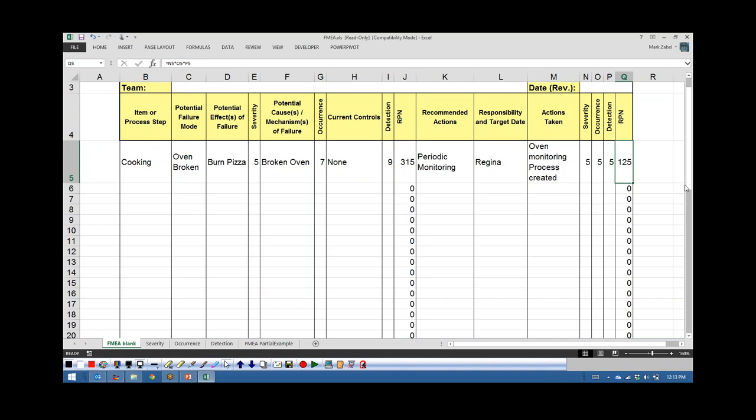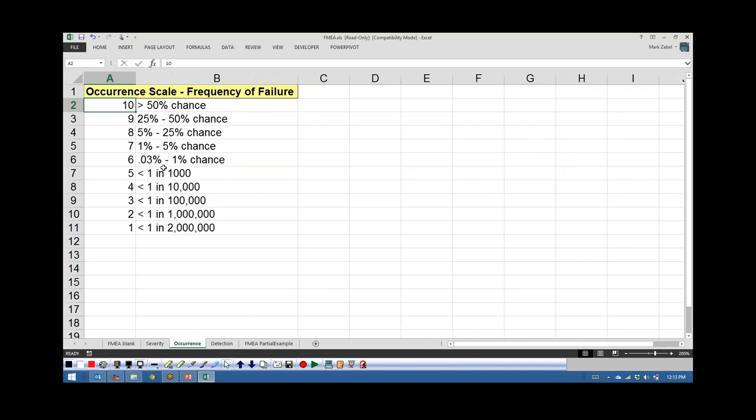If you had data, that would be even better, right? If you went out and actually measured, severity should stay the same. There's no reason it should change. Detection is kind of by definition, but we could measure occurrence, right? We could measure 100 pizzas and see where they came on the scale, and then fill in our number. So we could do that. Did that work?